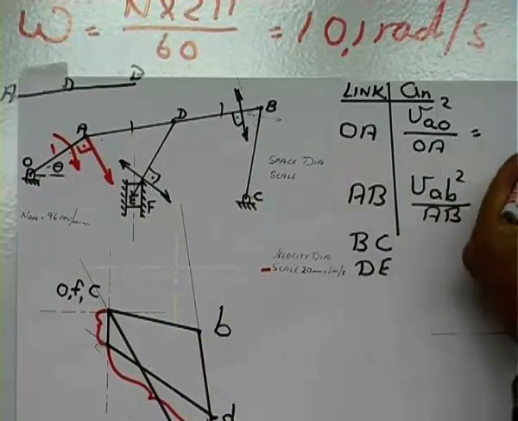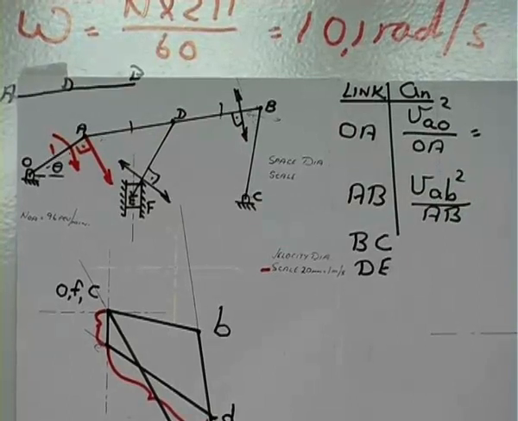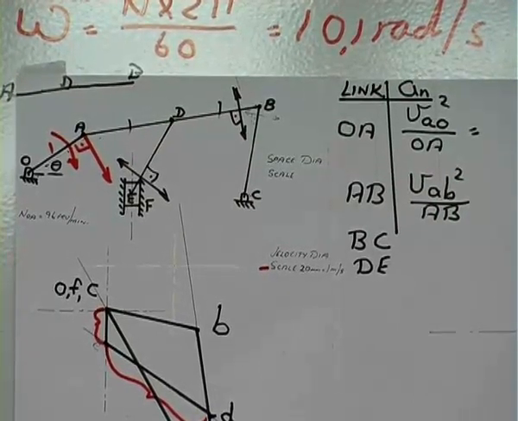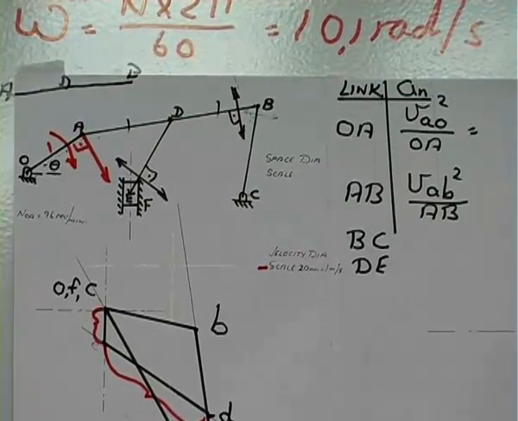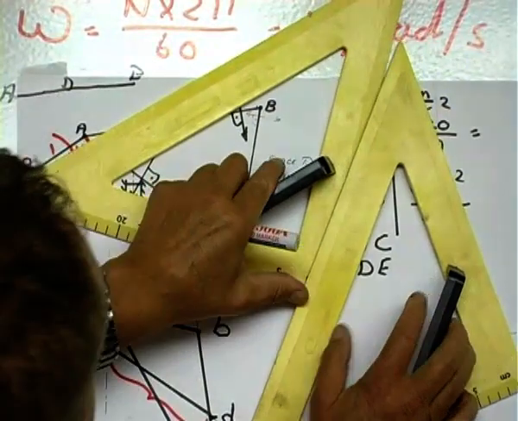Start with link OA. We calculated, we do have a scale. All right, let's start with that one. So that's also an acceleration vector. So you can use your drawing instruments. Okay.